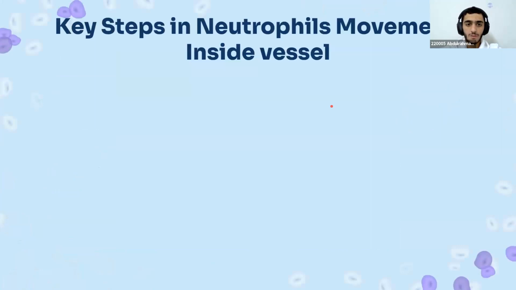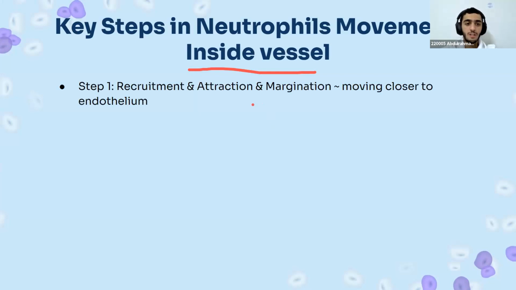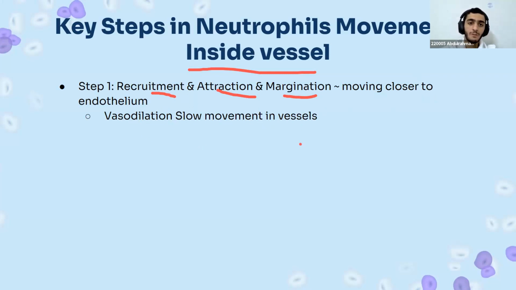Okay. So that being said, here's a final summary for this lecture and the different pathways that will occur. Basically you got the mediators responsible inside the vessel, which is the start. The first thing you want to do is recruit them, attract them, and marginate them, which is basically move them closer to the endothelium. The first thing that happens is vasodilation, so that you can slow them down and have more flowing through. And then you have the chemokines, which are going to be recruiting neutrophils. Next step is going to be rolling.